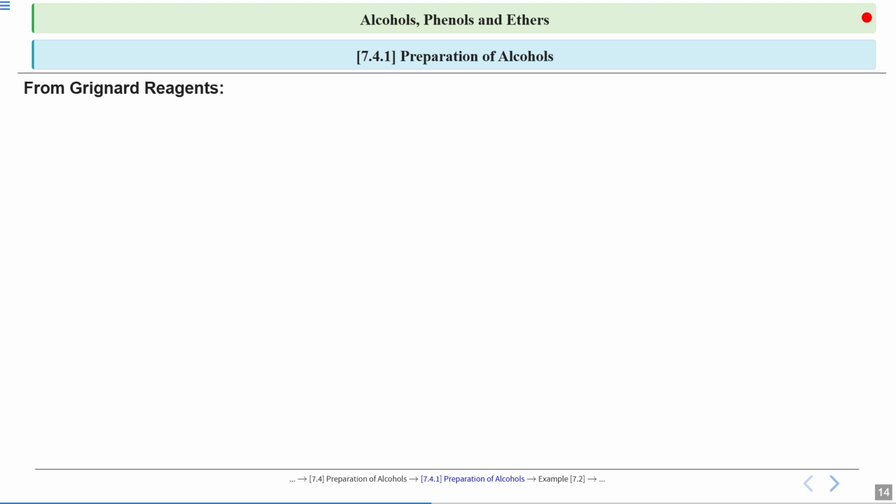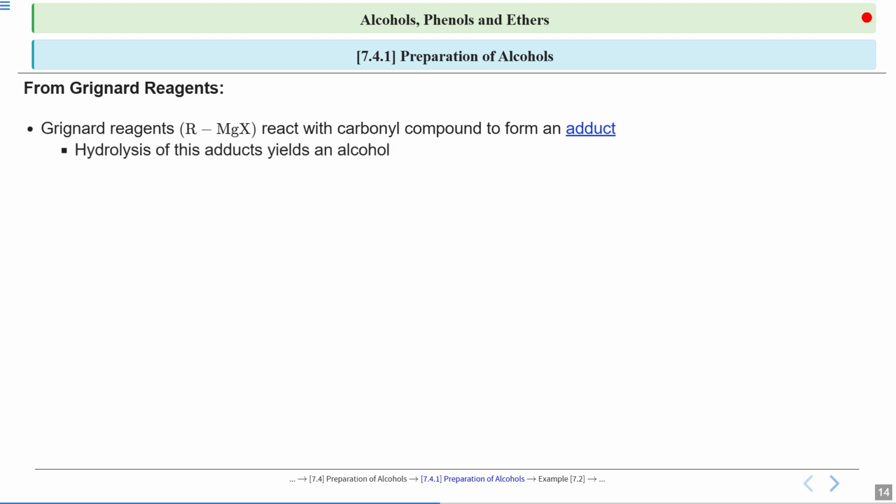Let's see our next method for the preparation of alcohols, that is from Grignard reagent. The Grignard reagent is alkyl magnesium halide. This will react with carbonyl carbon to form an adduct. Hydrolysis of this adduct formed will yield finally an alcohol.